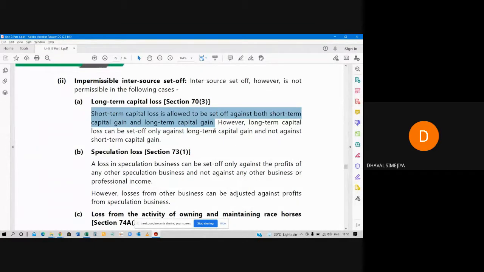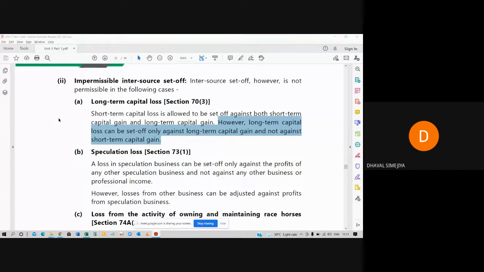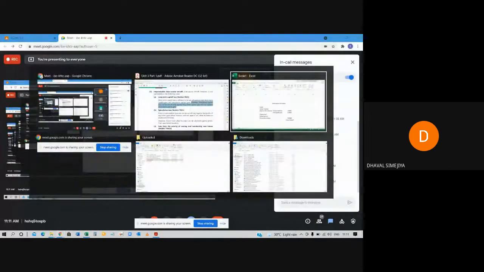However, long-term capital loss can be set off only and only against long-term capital gain and not against the short-term capital gain. This is the most important line. Sir, what is the meaning of this? Let me write down here.